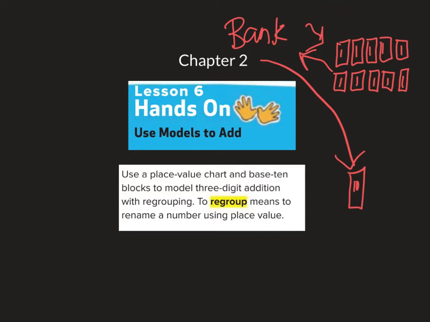So we're making trades here. That's the way I like to visualize this. So we're going to practice drawing it out, making a model of it so that maybe we can really understand what is going on. Here it says we're going to use a place value chart and base 10 blocks. We're not going to be able to use the base 10 blocks because this is a video, but we're going to make drawings in lieu of the base 10 blocks to model 3-digit addition with regrouping. To regroup means to rename a number using place value.